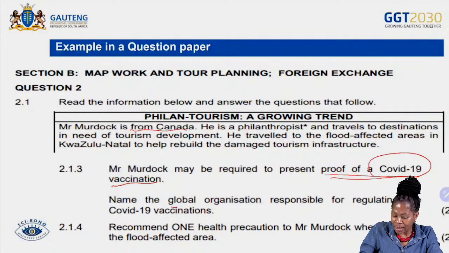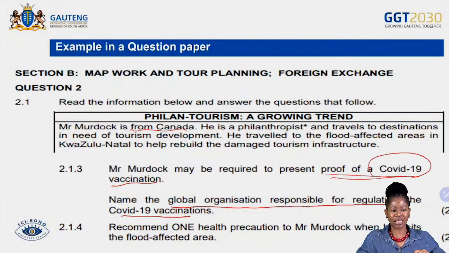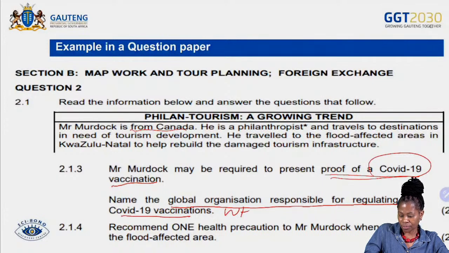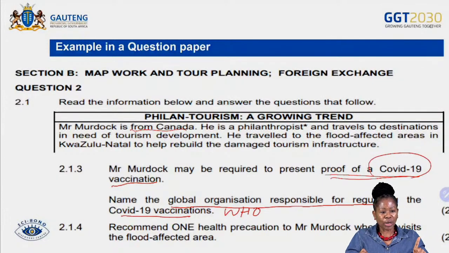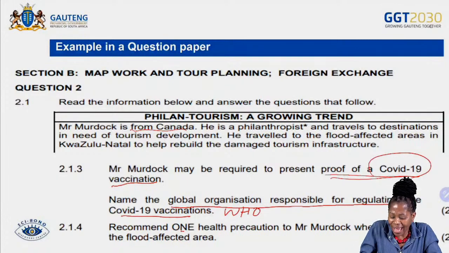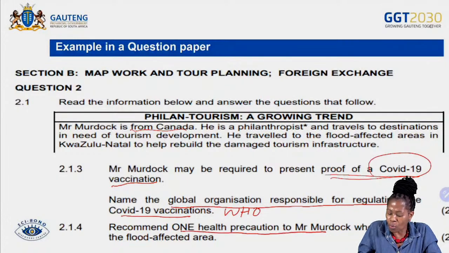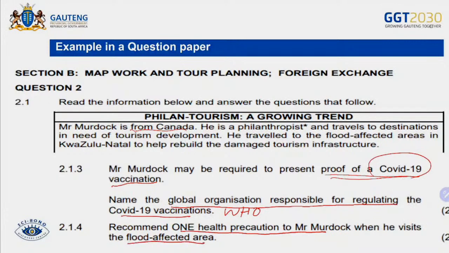Name the global organization responsible for regulating COVID-19 vaccination. That was the first concept that I was talking about. Let me give you an answer because we are tired now. But 1.4.2 says recommend the One Health precautions to Murdoch when visiting a flooded area. They are moving away from COVID. We have another disease, the flood-affected area. I was talking about the water. I was talking about floods. Now this is the second disease.